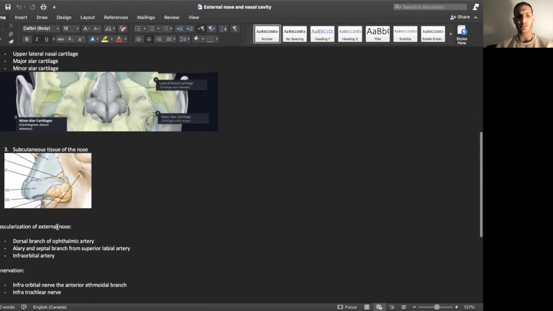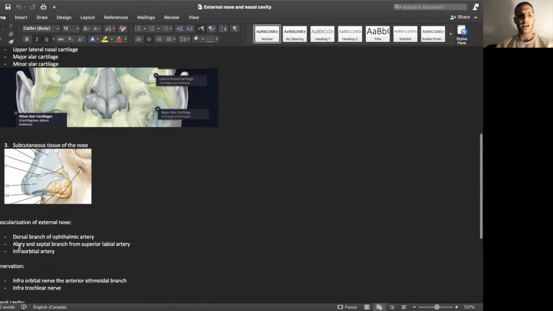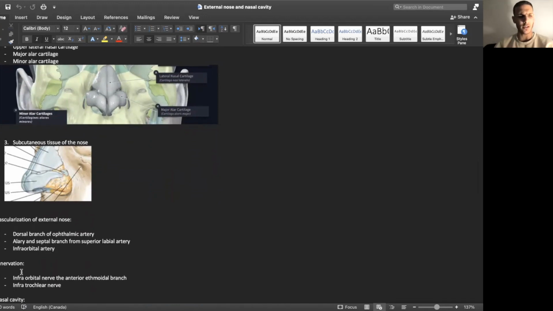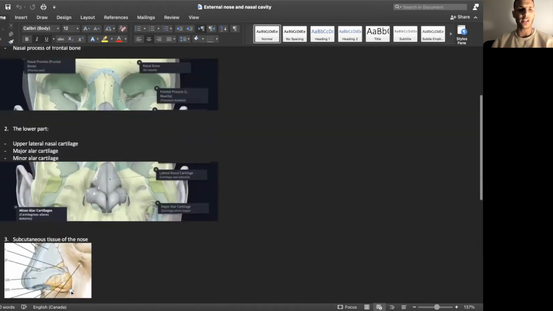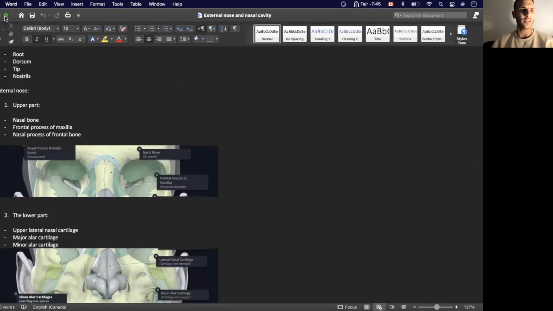The blood supply to the nose is mainly by the dorsal branch of the ophthalmic artery, and alar and septal branches from the superior labial artery and the infraorbital artery. And the innervation here is the infraorbital nerve, the anterior ethmoidal branch, and the infratrochlear nerve. Now that's basically it for the external nose, very quick and easy.